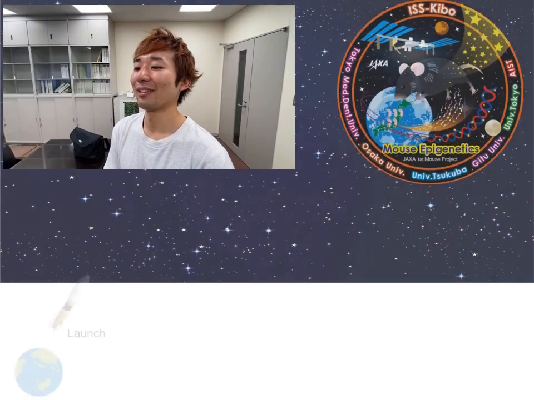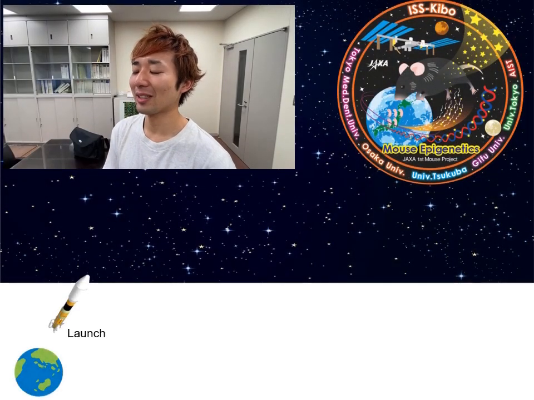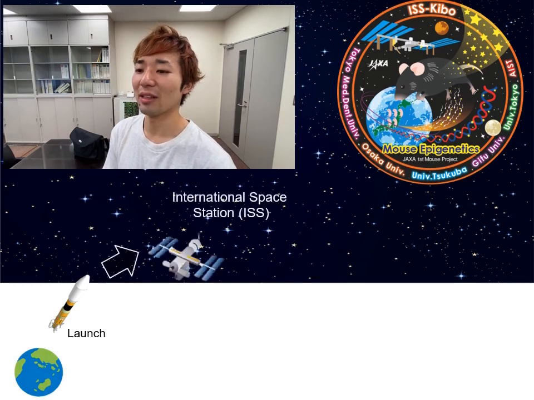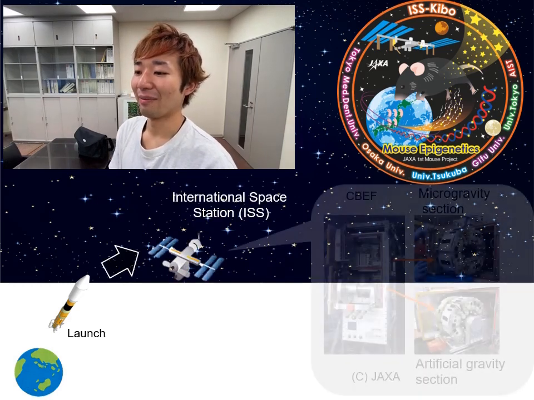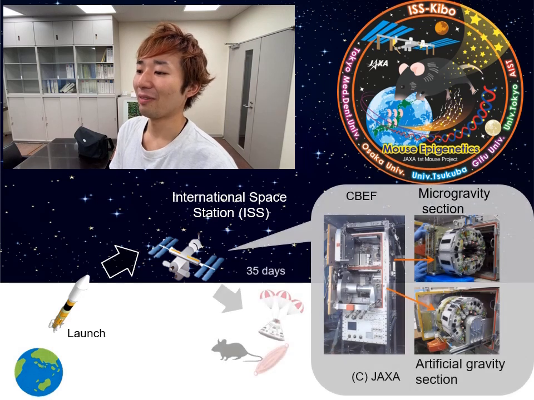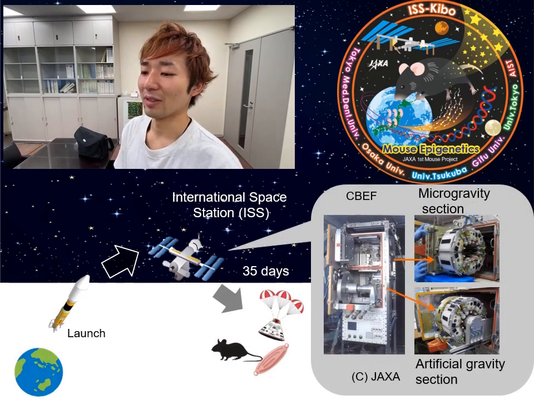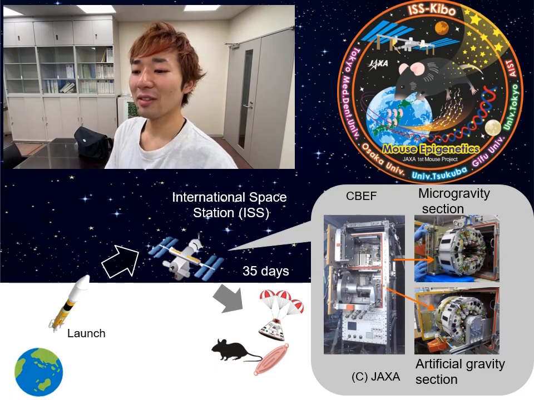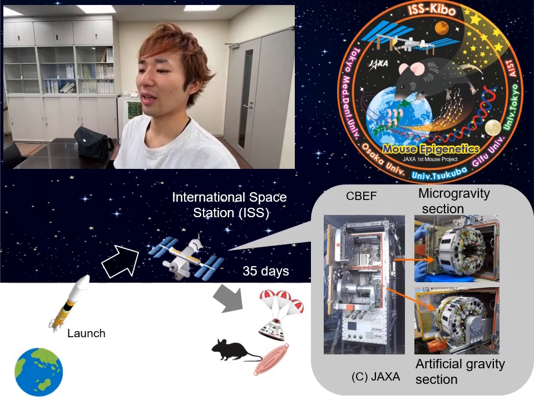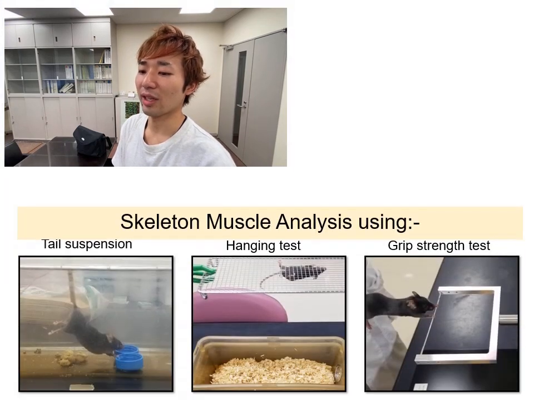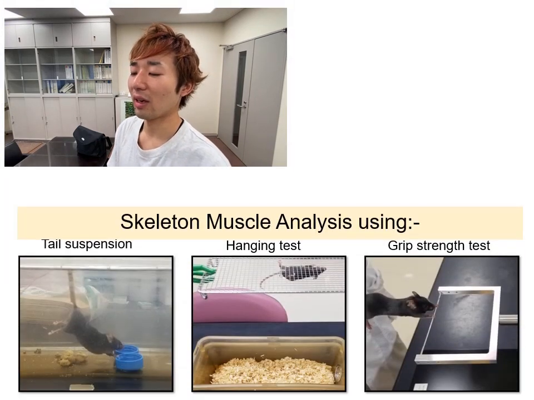We aim to identify genes related to new skeletal muscle atrophy by using mice housed in space. Mice were housed in a microgravity environment for 35 days in the CBEF in the Kibo experiment building of the ISS. We used the mice after returning to the Earth to analyze various skeletal muscle changes between microgravity and 1G.